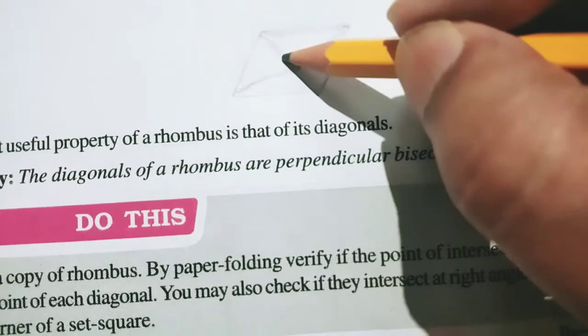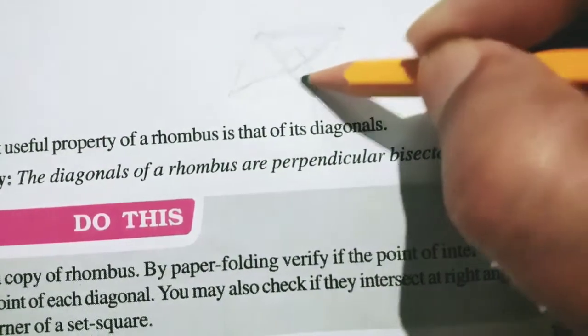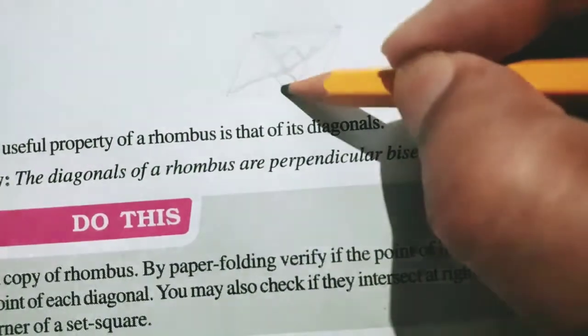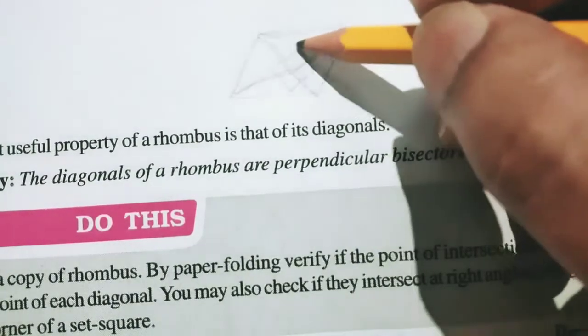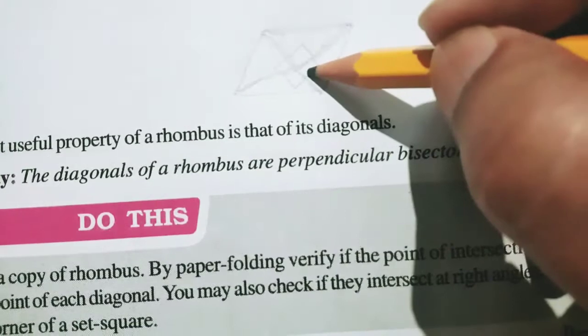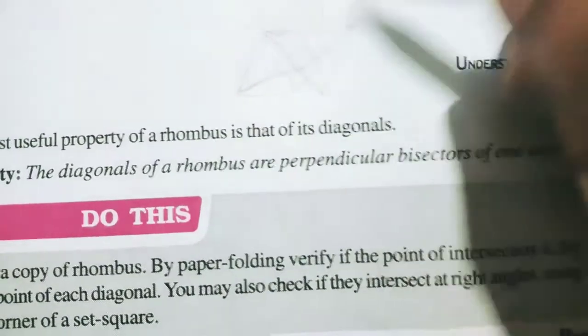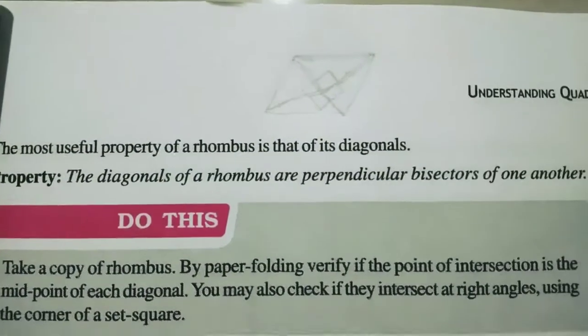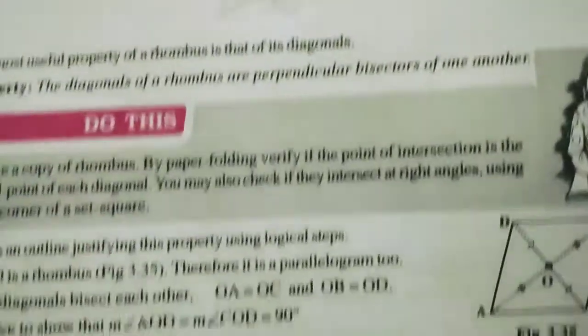And what is the angle forming? All the angles are 90 degrees. That's why it is called perpendicular. All the angles formed by the diagonals are what? 90 degrees. That's why it is called a perpendicular bisector. Understanding or not? So this is the main property.